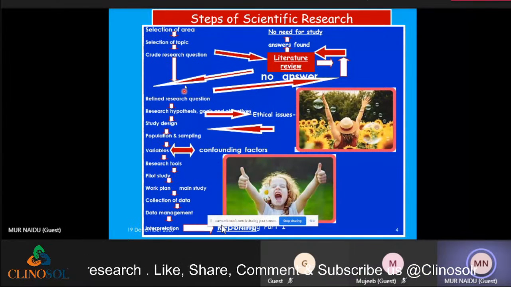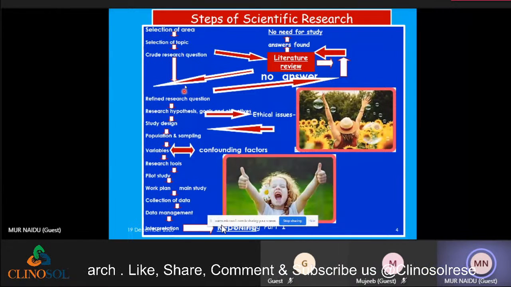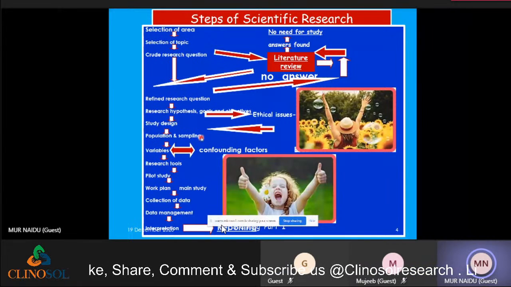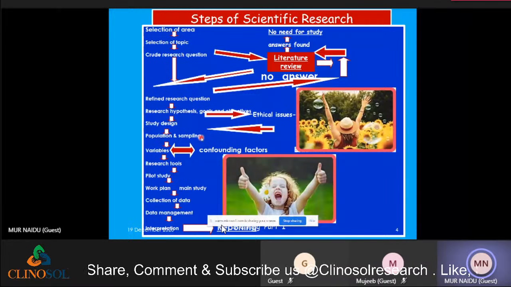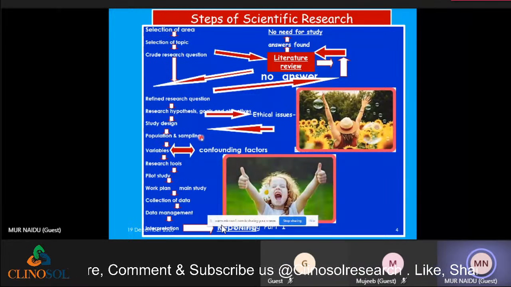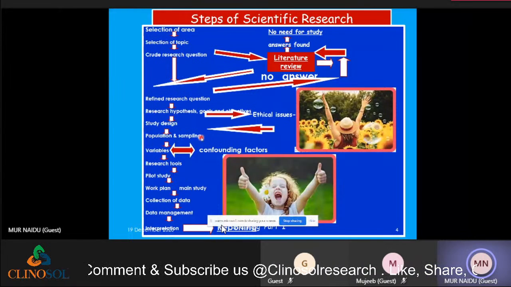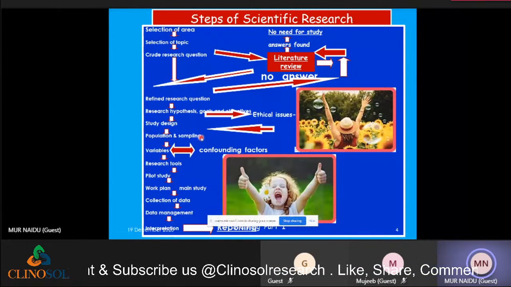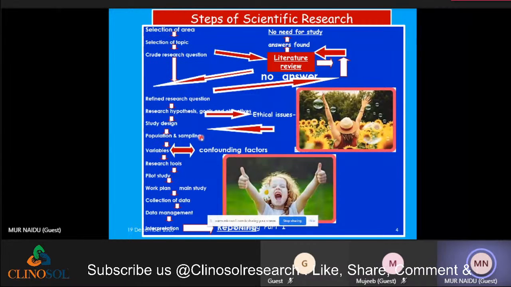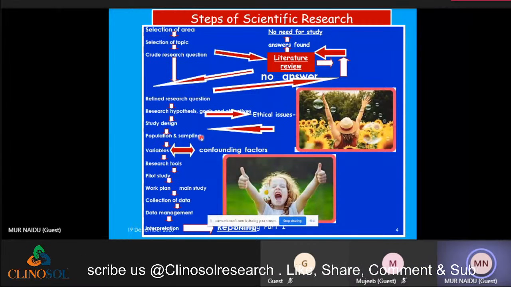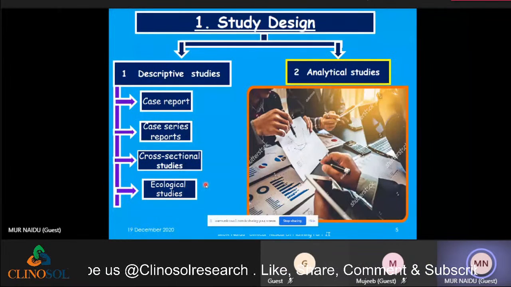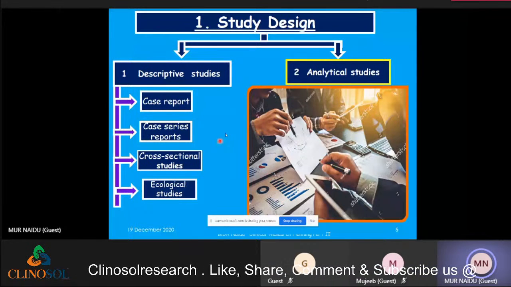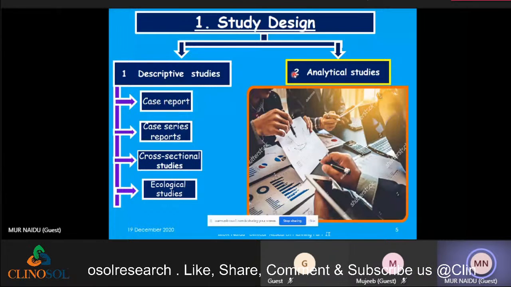Now let us come first to the study design. When you come to study design, it is of two types. One is the descriptive design and the other is the analytical design. Now let us see first the descriptive design. In the case of descriptive design, you have the case report, the case series, the cross-sectional study, and ecological studies. Coming to analytical, you have the observational study. Again, this observational study will be either a case control study or a cohort study.